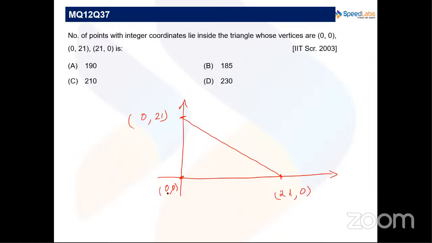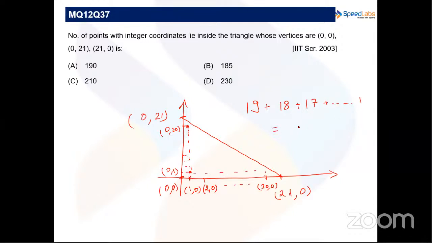Okay. So let's see. We have to find all the coordinates. So this will be (1, 0), (2, 0), and so on up to (20, 0). So for (1, 0), we can go up to (1, 20). This coordinate will be (1, 1), (1, 2), (1, 3), (1, 4), and so on up to (1, 20). So how many options are we having here? We are having 19 options here. Then again for this we will be having 18, 17, and so on up to, for 20, we will be having only one option.